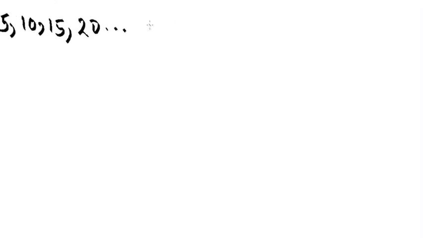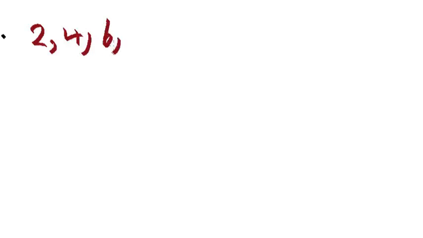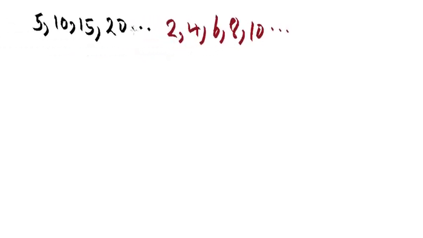We can also have a different linear sequence, for instance 2, 4, 6, 8, then 10. I'll be using this particular one. It is also a linear sequence because the difference between the numbers is the same: 4 minus 2 is 2, 6 minus 4 is 2, 8 minus 6 is 2. Now you see that there are 3 dots here. These 3 dots mean that it continues indefinitely.